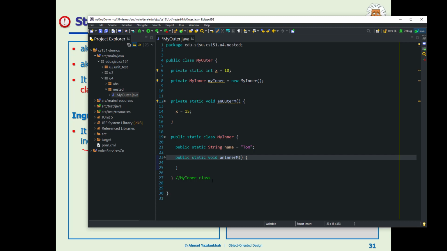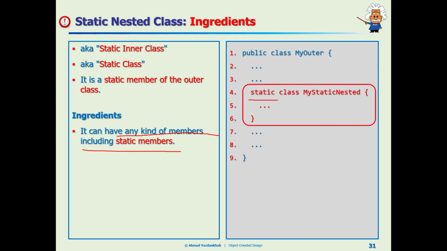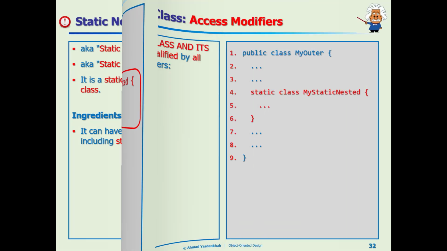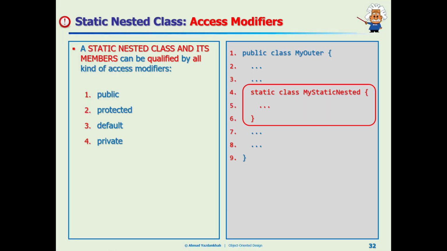So bottom line, a static nested class can have any kind of members, including the static. And also from the access modifiers point of view, all of the members can have all of these four things that we are familiar with, right?